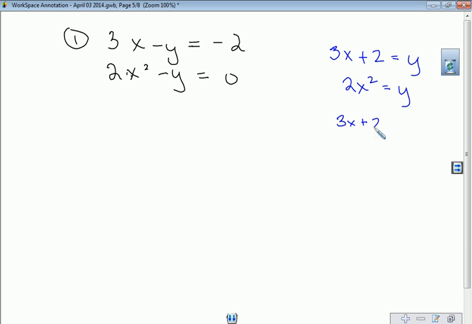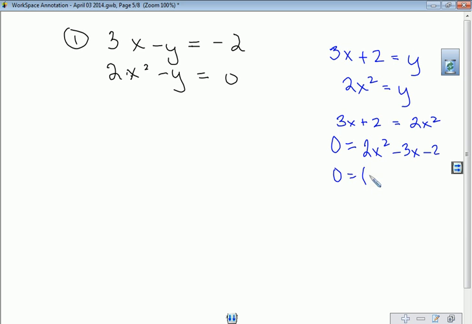So we would get 3x plus 2 equals 2x squared. Now we have a quadratic. Whenever you have a quadratic, you set it equal to 0 to solve. So we get 2x squared minus 3x minus 2. And so we're going to factor this.